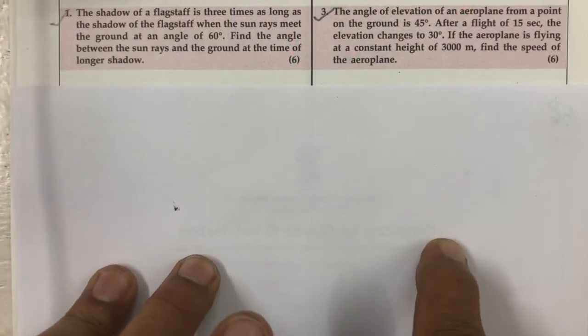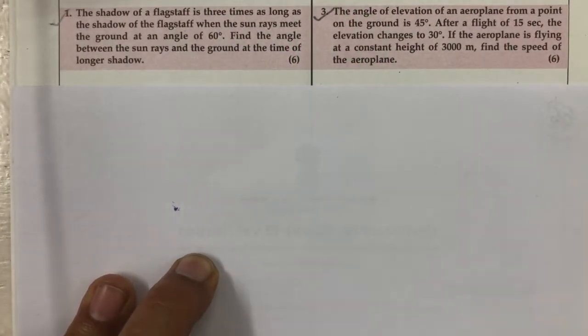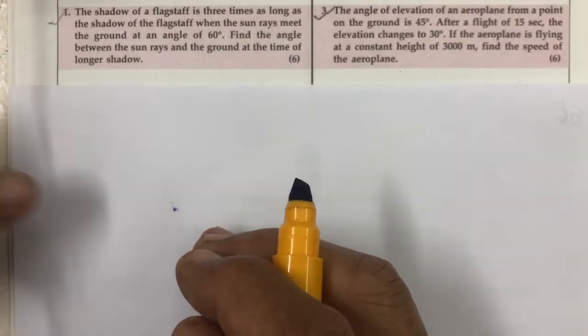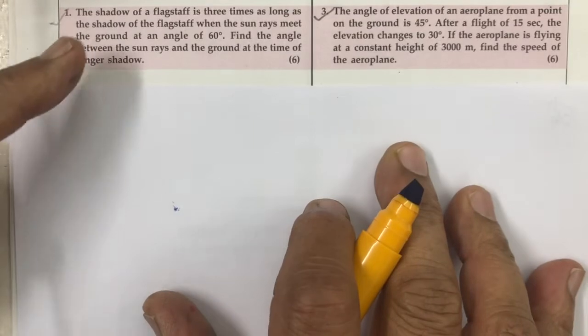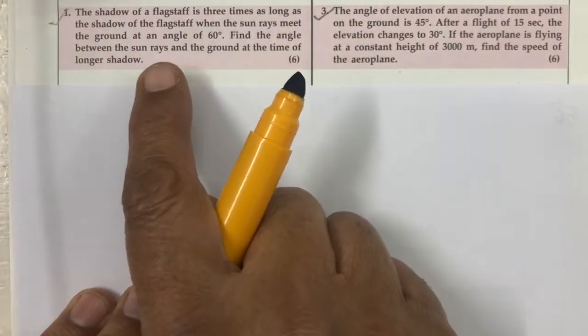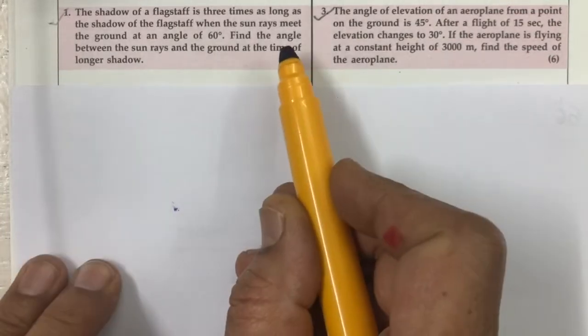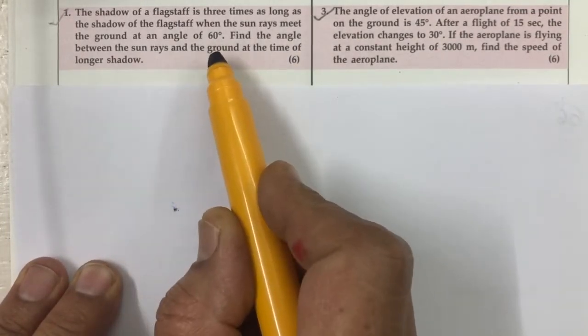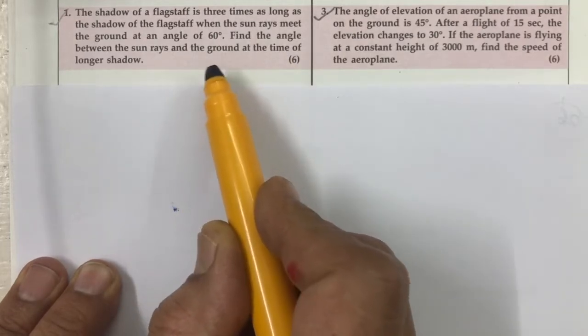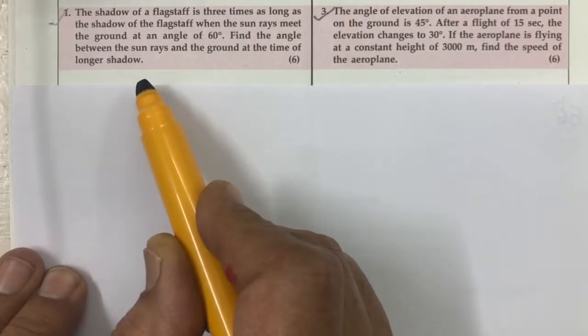Now the second part of the applications of trigonometry. Few more problems for the revision. Question number 1. The shadow of a flagstaff is 3 times as long as the shadow of the flagstaff when the sun rays meet the ground at an angle of 60 degree. Find the angle between the sun rays and the ground at the time of longer shadow.